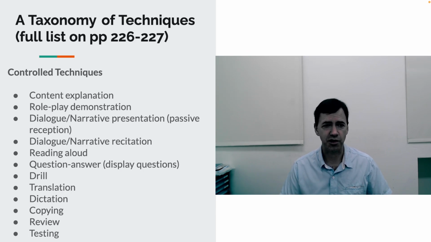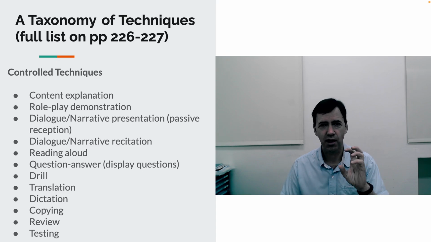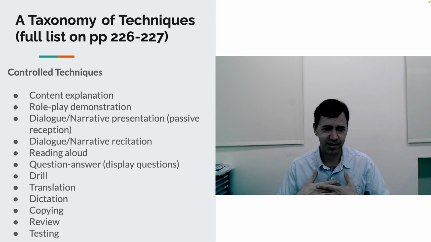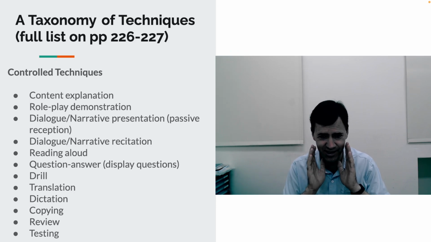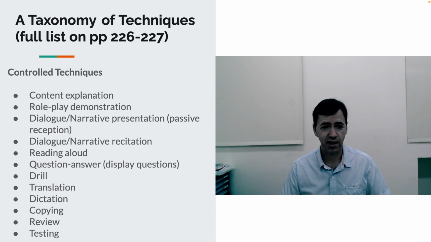of how this works. So in terms of control techniques, here are some where the teacher is in control and the students are basically just following what the teacher wants. That's input and output. So for example, content explanation. That's like a lecture, right? Teacher is giving all the information directly to the students. Role play demonstration. The teacher is showing students how to do it. Some kind of dialogue or narrative presentation. So this is passive reception. The students are just listening.